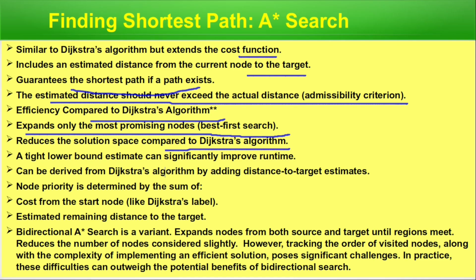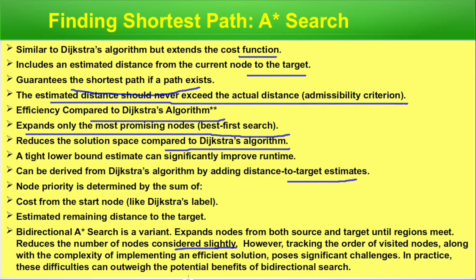A tight lower bound estimate can significantly improve runtime. It can be derived from Dijkstra's algorithm by adding a distance to target estimate, and node priority is determined by the sum of the cost from the start node, like Dijkstra's level, and the estimated remaining distance to the target. Bidirectional A star search is a variant, expanding nodes from both source and target until the regions meet. It reduces the number of nodes considered slightly. However, tracking the order of visited nodes along with the complexity of implementing an efficient solution poses significant challenges. In practice, these difficulties can outweigh the potential benefits of bidirectional search.